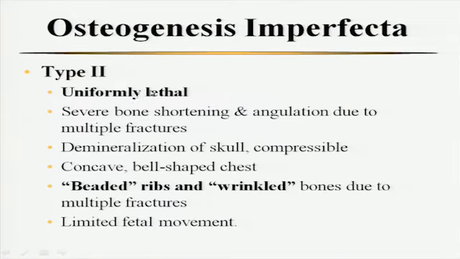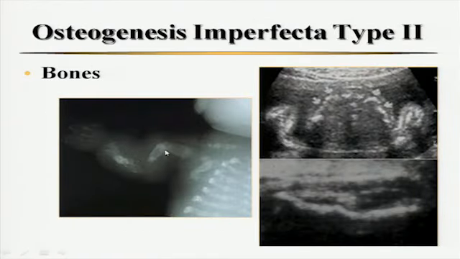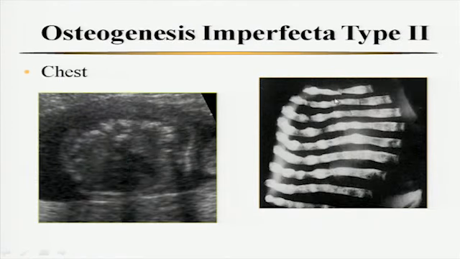So the type 2 is uniformly lethal, severe bone shortening and angulation due to the multiple fractures. So you have the angulation, and then you get the little beading, the little bright areas where those fractures have actually started to heal. Again, demineralization of the skull, so you can compress it. The bell-shaped chest and the beaded ribs or wrinkled bones due to the multiple fractures and the healing of those fractures, and then limited fetal movements. I mean, look at this. You see that? Those are healed fractures. So that's what they call the beading of the ribs. And then looking at the chest.